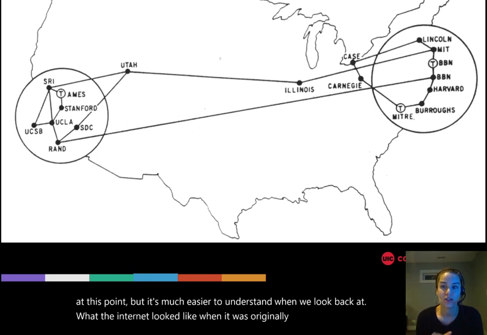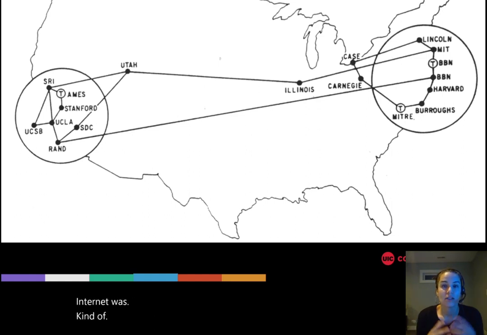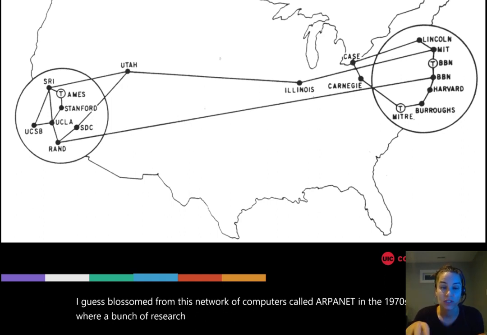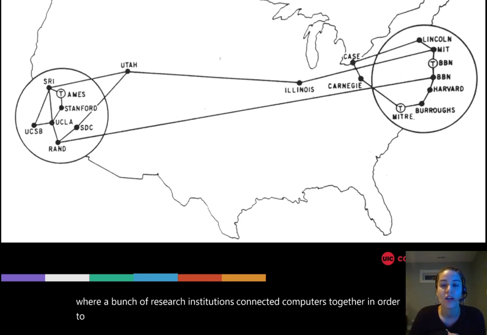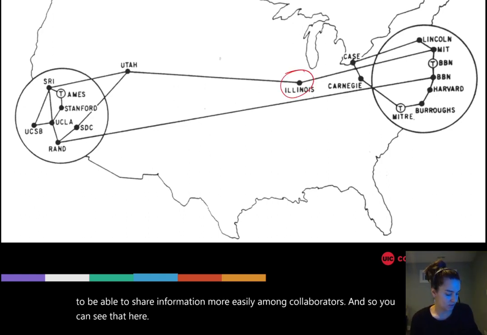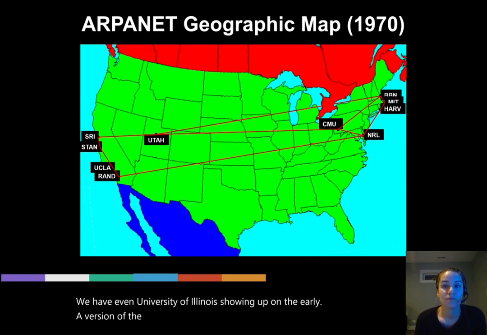So originally the internet blossomed from this network of computers called ARPANET in the 1970s, where a bunch of research institutions connected computers together in order to be able to share information more easily among collaborators. And so you can see that here we have even the University of Illinois showing up on the early version of the internet called ARPANET.